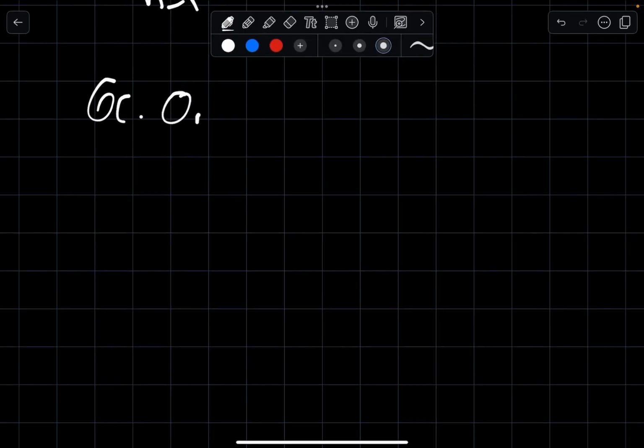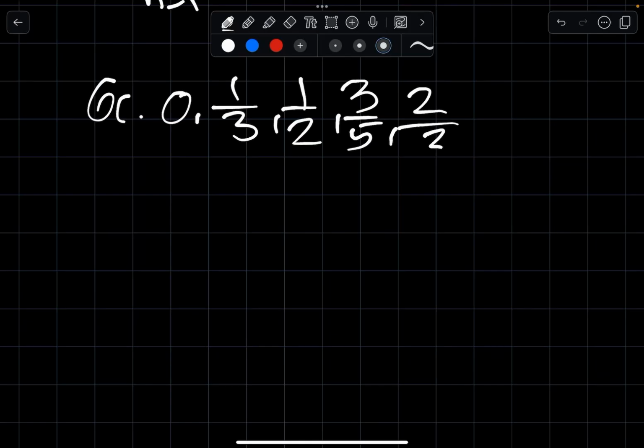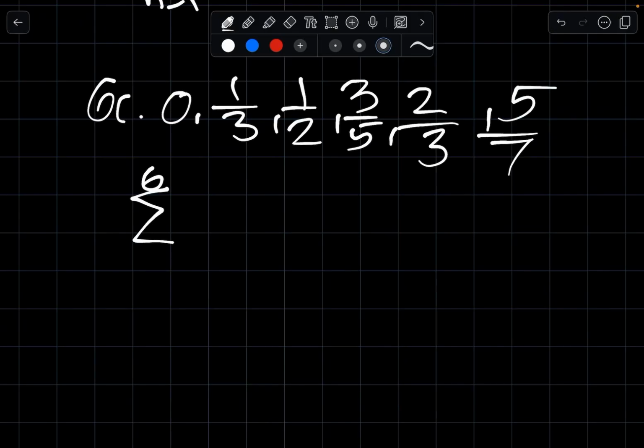6c. Here we start with 0, 1/3, 1/2, 3/5, 2/3, 5/7. Okay. At first, there's no real pattern going on here. We know that there's going to be 6 terms in the summation. And since our numerator is actually going to start off as 0, and our denominator can never be 0, we know that n is going to have to equal 1 for this to work and not 0. So we have n minus 1 on top.